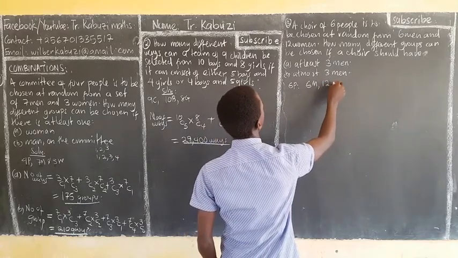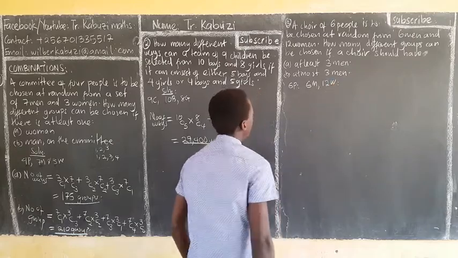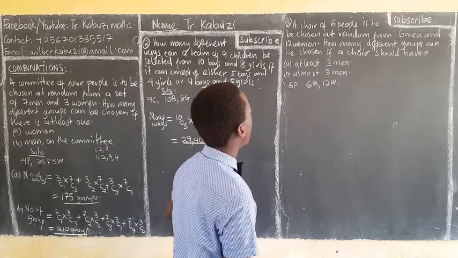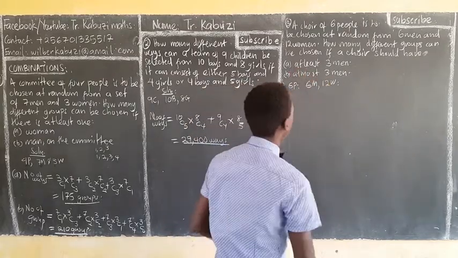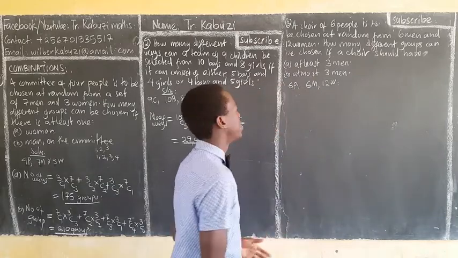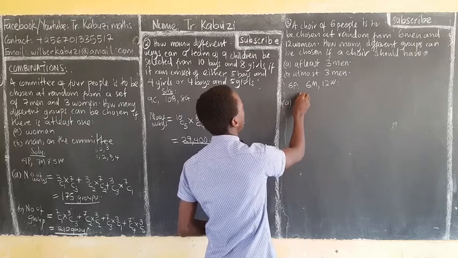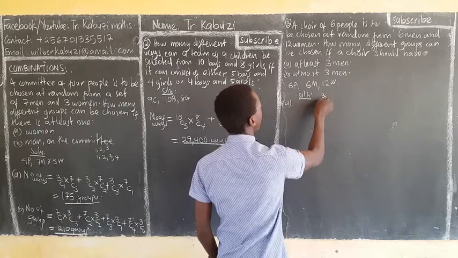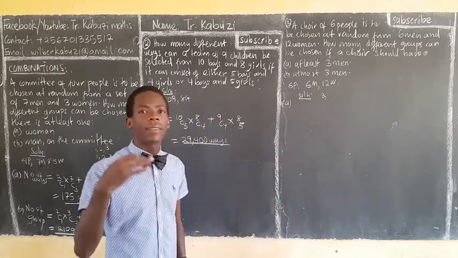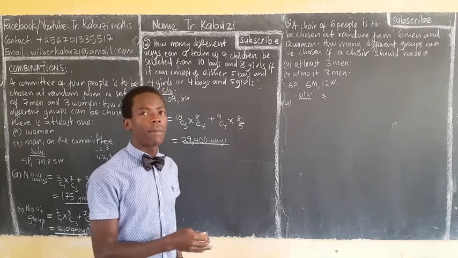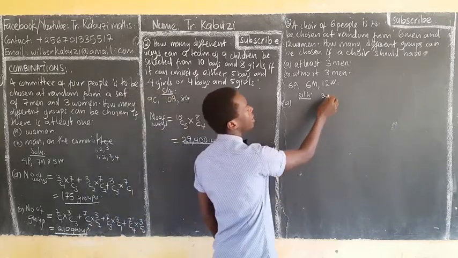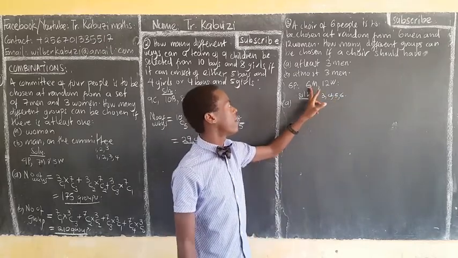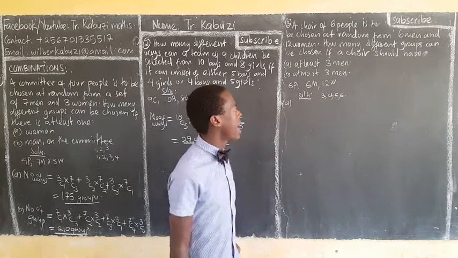How many different groups can be chosen if a choir should have, part A, at least 3 men? In the solution for part A, at least 3 men, meaning we can pick 3. If they say at least, it means 3 is the smallest, up to the total number of men we have. So I can choose 3, 4, 5, and 6. I can't take more than 6 because I have only 6 men there.